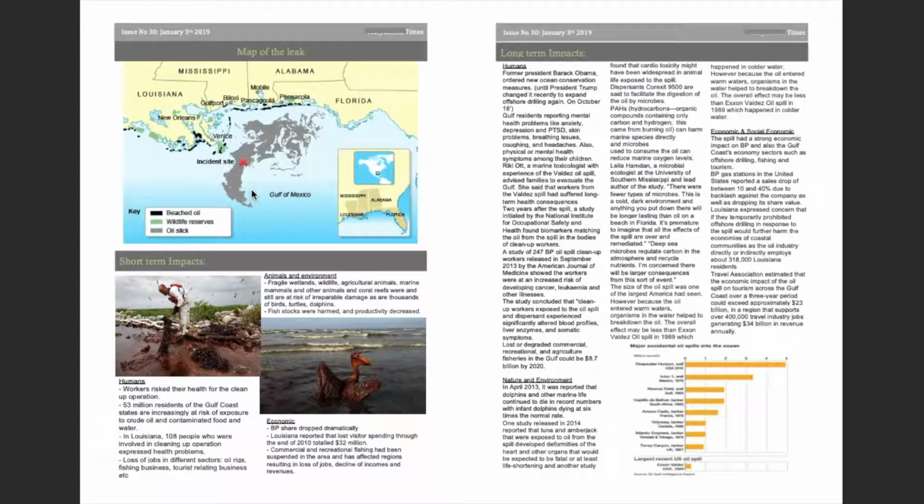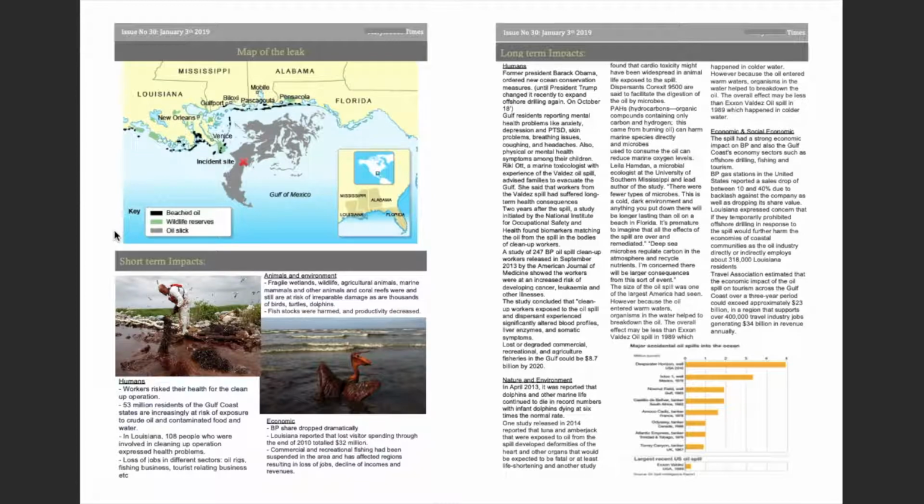You always want to have a map, whether that will be showing the location or how much the oil spilled. You always need to show where the location of the spill was and try to find maps to show you how much the oil was spilling.